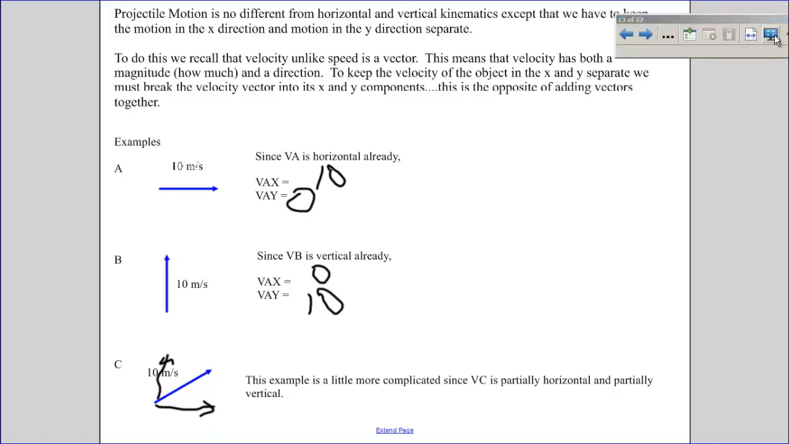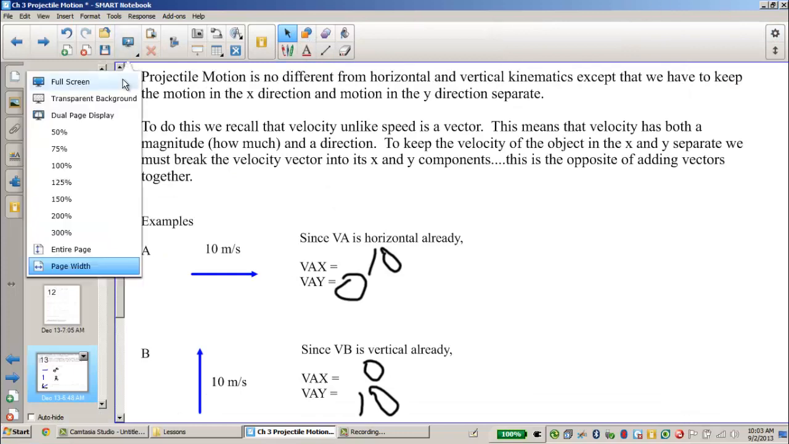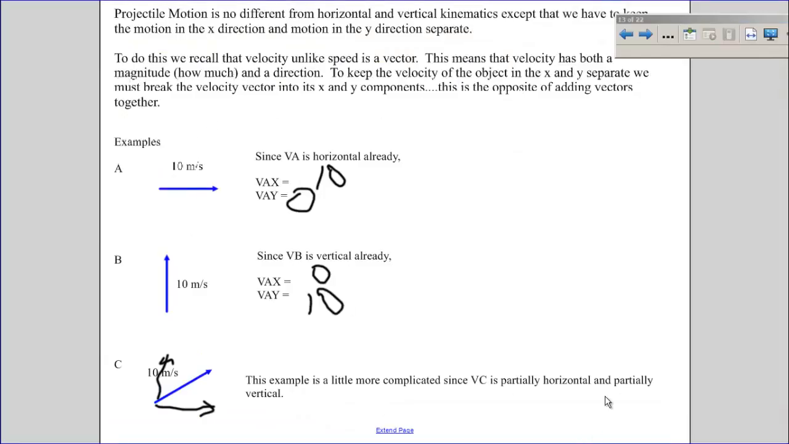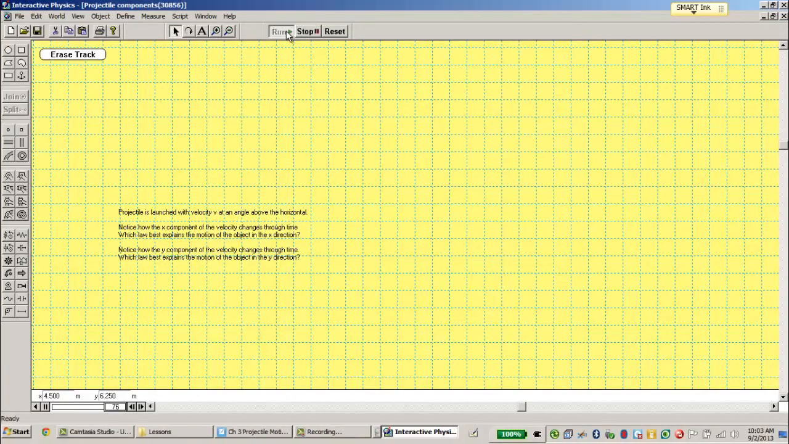Let me go back and get my thingamabobber there. Okay, so again, nice review for you. I'll try to go a little faster here. Probably the most important thing to understand with projectile motion is, let me just run this and then stop it and reset it. The most important thing to remember is if I have a velocity vector, or any vector for that matter, and in this case velocity, I'm going to shoot a projectile up through the air.